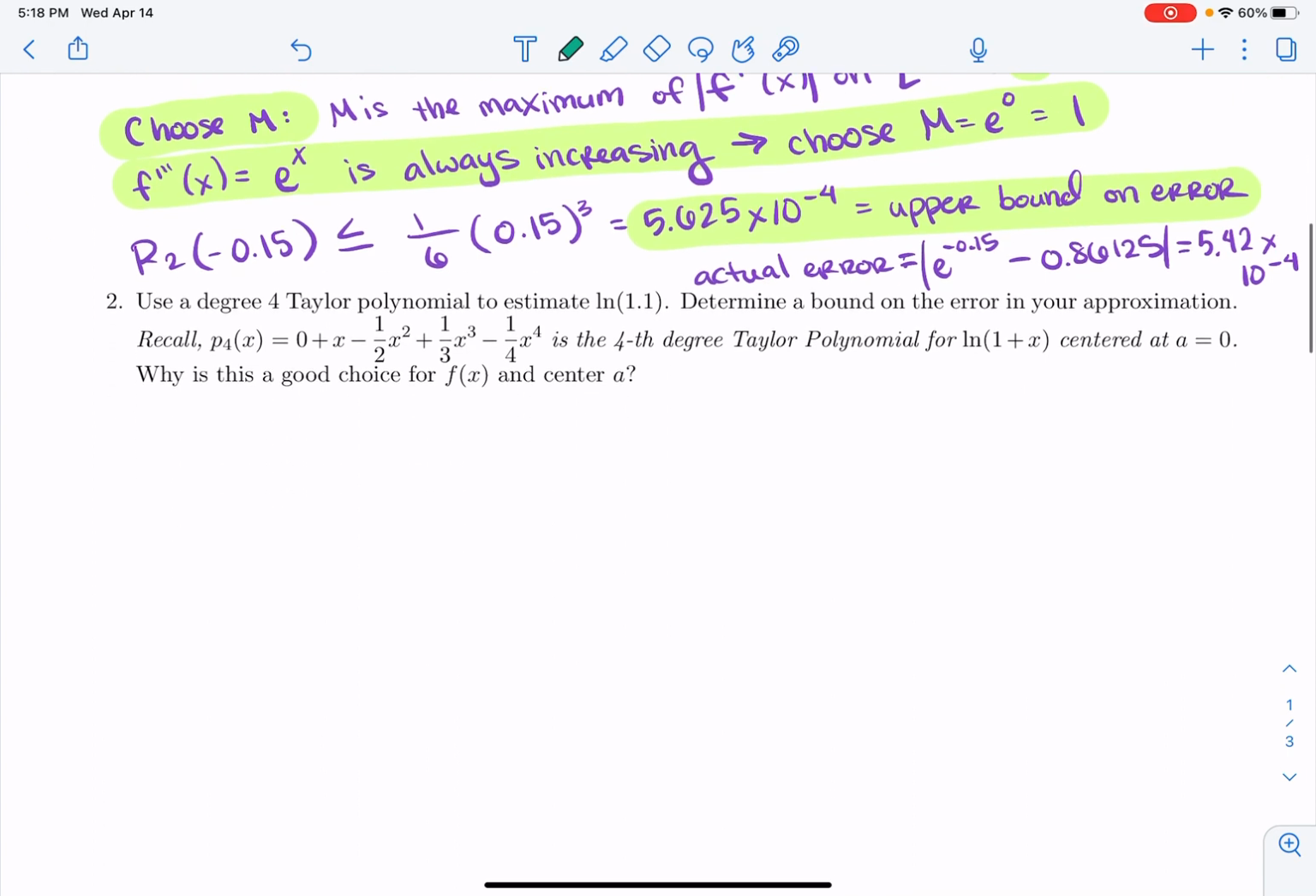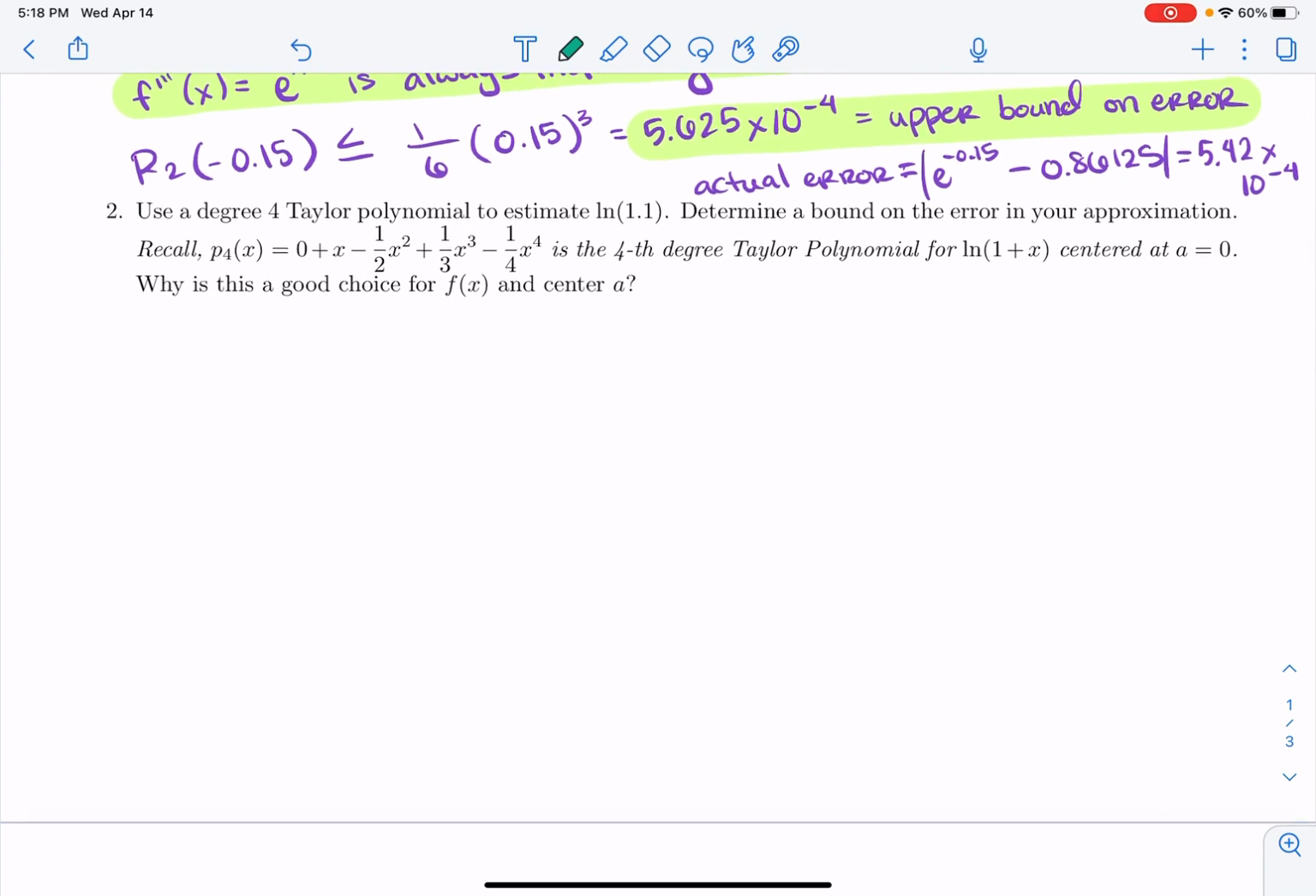Okay, let's do the second one. Use a degree 4 Taylor polynomial to estimate ln of 1.1. Determine a bound on the error in your approximation. Recall, we have our 4th degree Taylor polynomial, which I made in my previous video, so you can go watch that if you want. So we have the 4th degree Taylor polynomial for ln of 1 plus x centered at a equals 0. Why is this a good choice for f of x and center a?